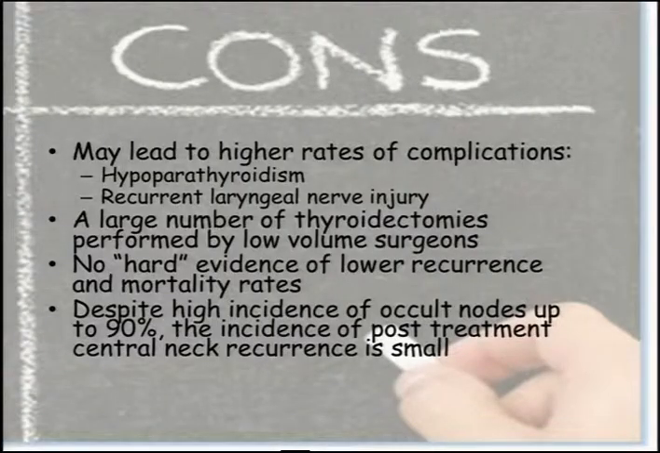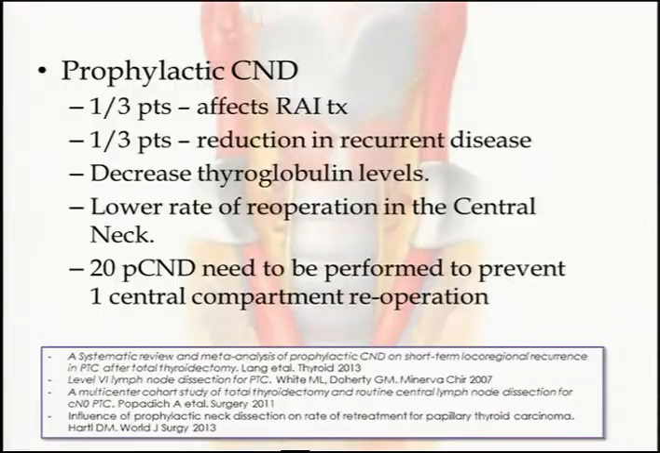When we look at the cons, we're looking at maybe higher rates of complication, larger number of thyroidectomies performed by low-volume surgeons, as most of the time that is what occurs here in the United States. There's no hard evidence of lower recurrence and mortality rates, and despite high incidence of occult nodes, up to 90% in some studies, the incidence of post-treatment central neck recurrence is staggeringly small.